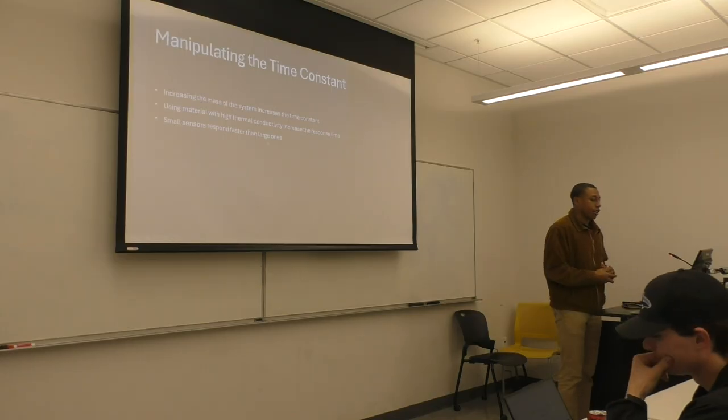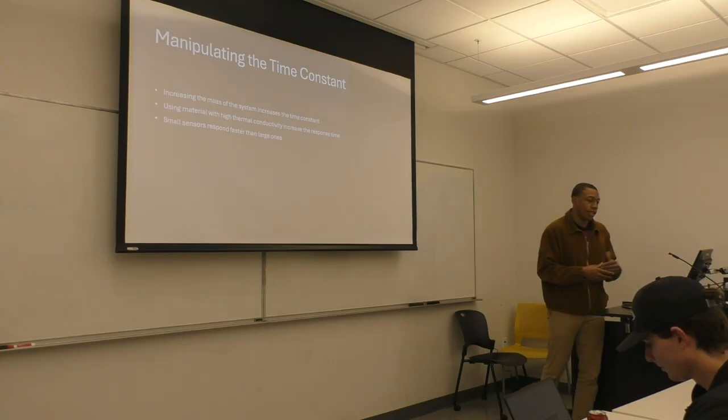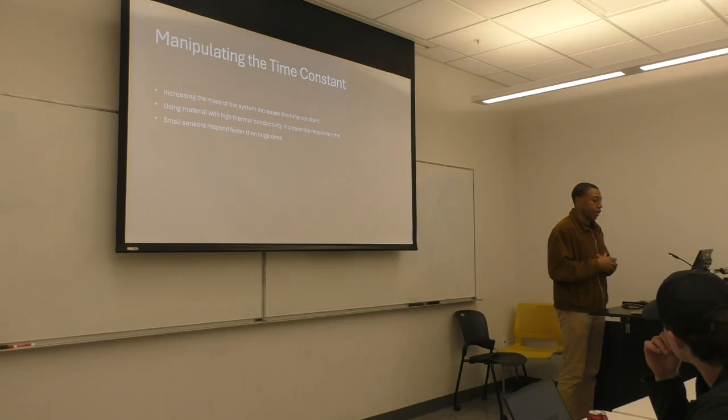Going through some topics, as I looked into this more, I was like, okay, how can we manipulate the time constant? Can we see that it changes based on the environment? So first, increasing the mass of the system increases the time constant, of course. More mass, bigger bodies, it takes longer for it to get to that desired state.